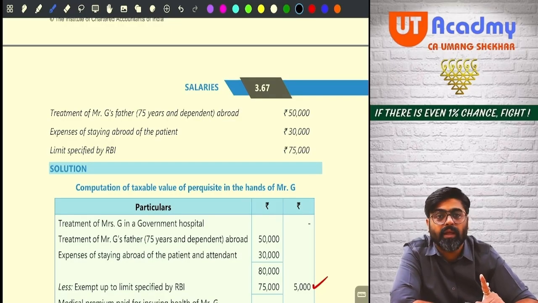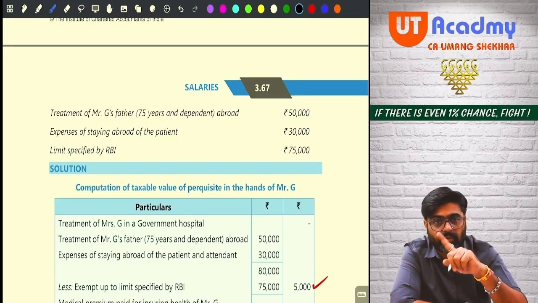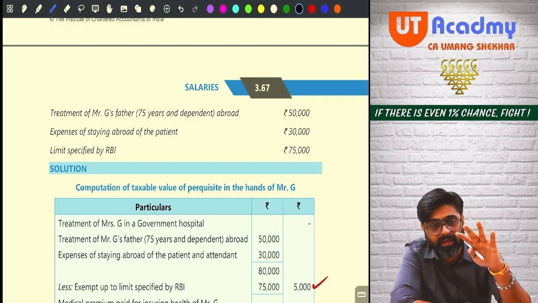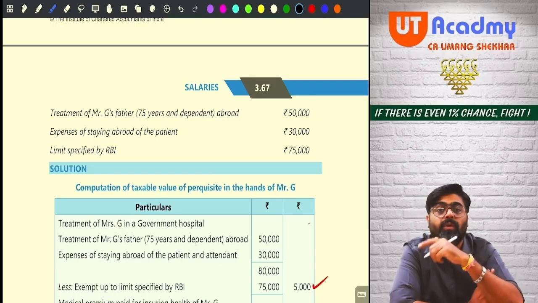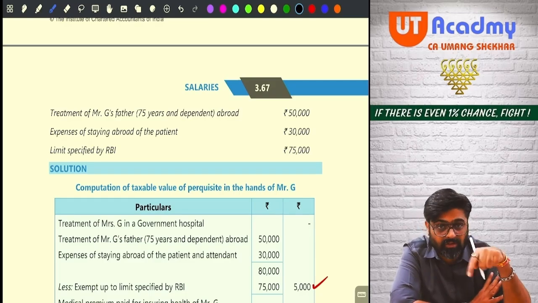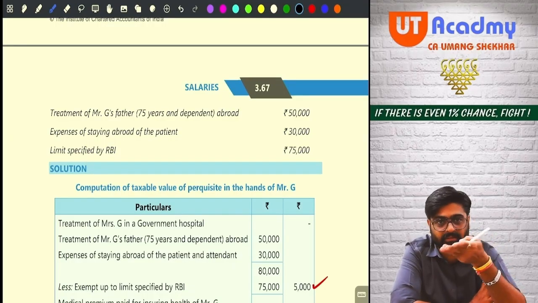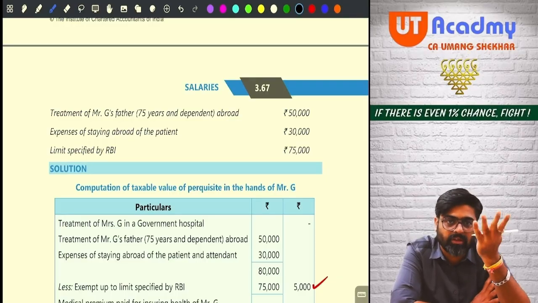See, 50,000 will be exempt if it is within the limit of RBI. 30,000 will be exempt if it is within the limit of RBI. But for these two, separate limits should be given by RBI. But they are saying that the limit specified by RBI is 75,000, without mentioning which one this 75,000 is for. Then we will have to assume that this 75,000 is the combined limit for these two expenses. If you want us to claim the exemption separately, give us the separate limits, no? If you are not giving the separate limits, what will we assume? That this RBI limit is a combined limit for both these expenses taken together.